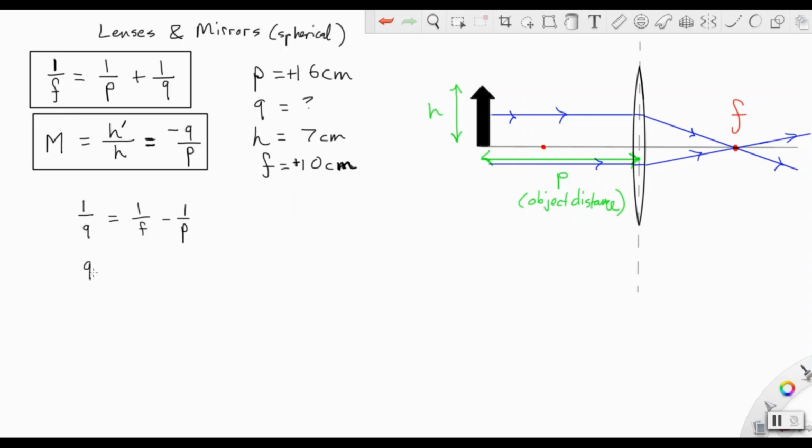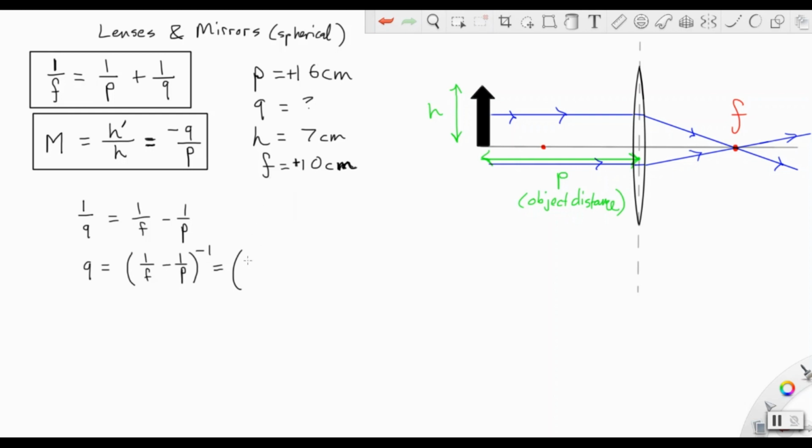And then, of course, if we wanted to solve for Q, not 1 over Q, we'd have to do just like we do with our resistor equations, where we have 1 over F minus 1 over P, and then flip that answer to find Q, okay? Let's plug that in, and remember, your negative signs are important here, so you'll always want to know whether your Q is negative or your focal length is negative. Those always make a difference, okay?